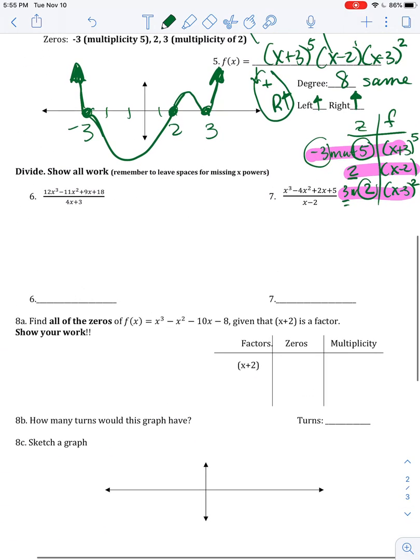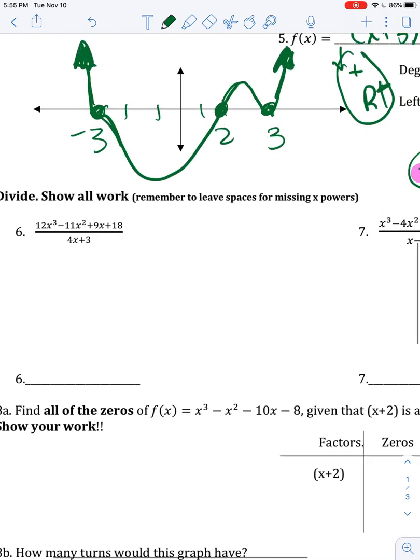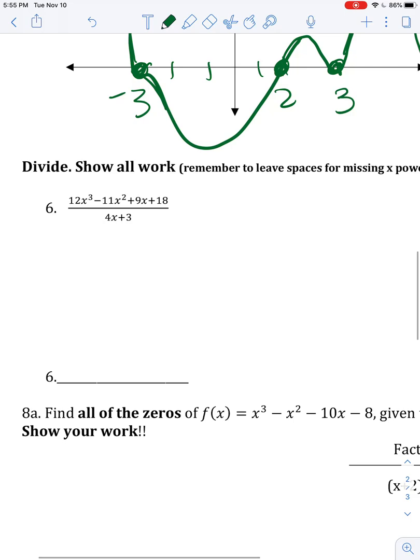Okay. I'm going to actually skip to 8 because it's the same concept. No, I'm not. I lied. Because this is going to shift gears into using division to find that.